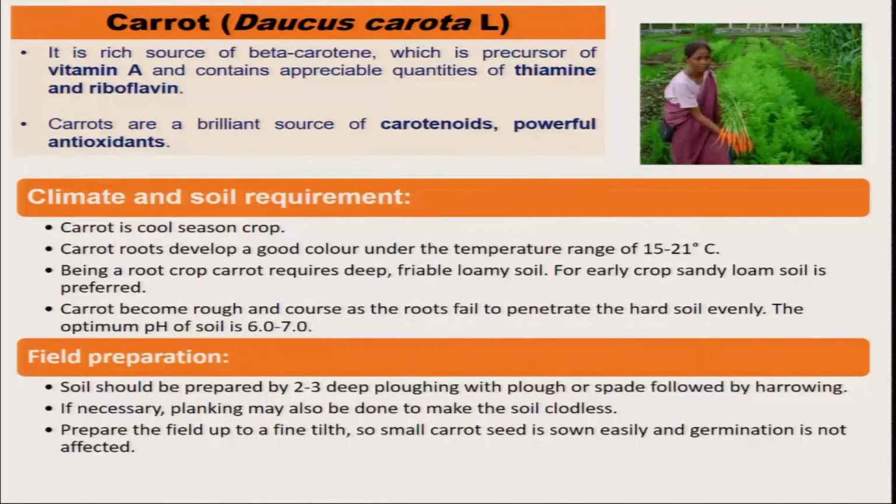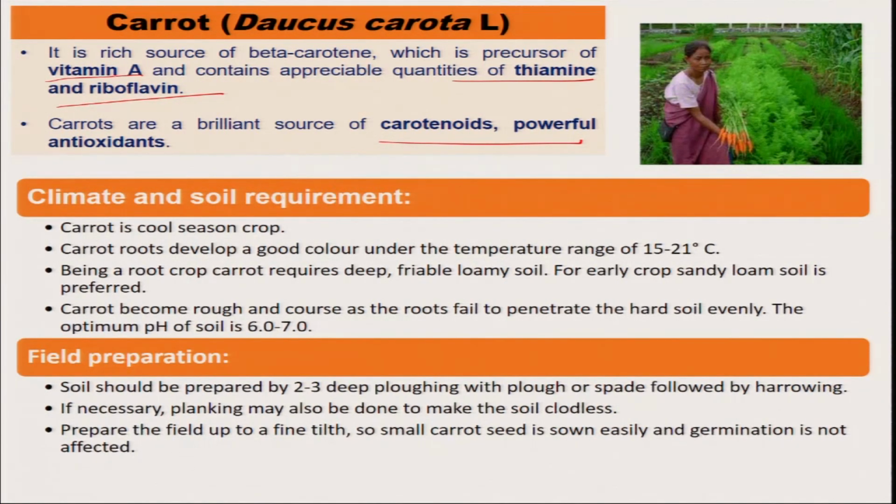Similarly, we can also grow carrot. Carrot is a very important and very high value crop, 80 rupees, 100 rupees a kilo. And by efficient organic management we can also grow it, because it is a very good source of vitamin A, thiamine, riboflavin and carotenoids. So you can also go for carrot under organic farming.